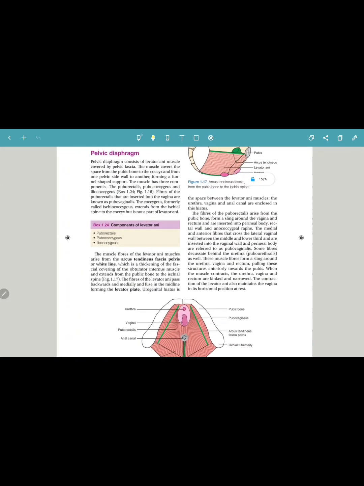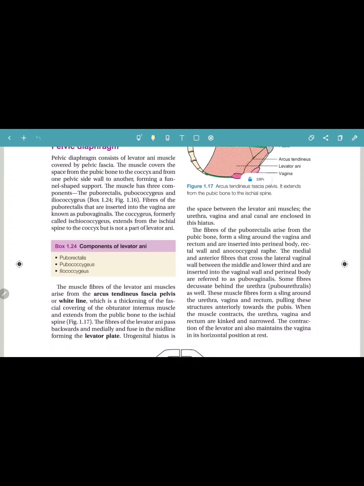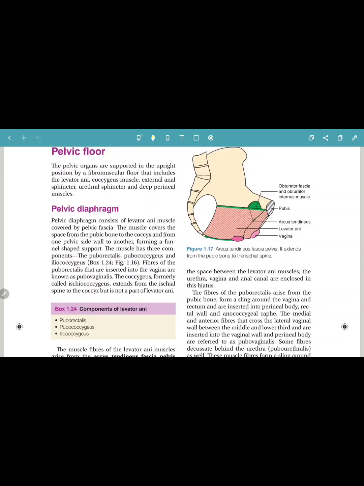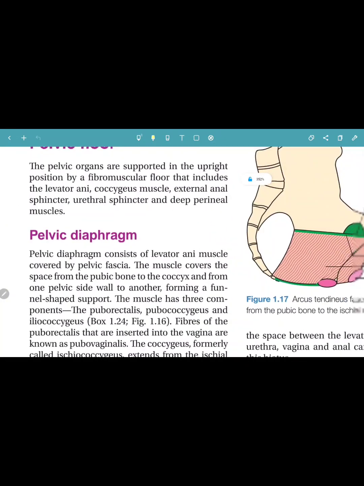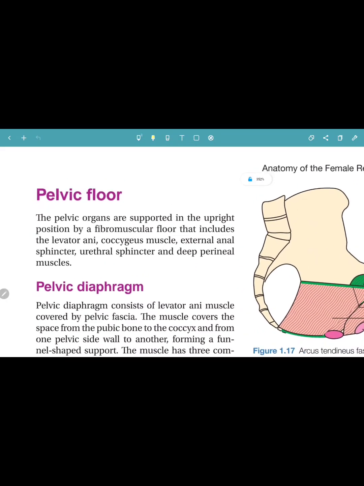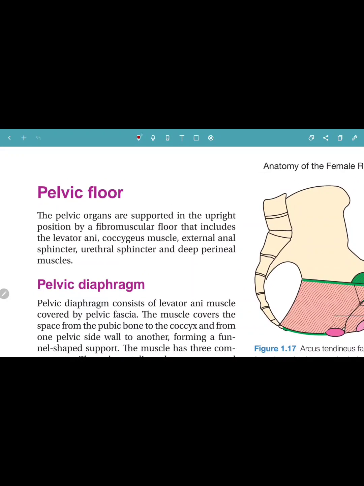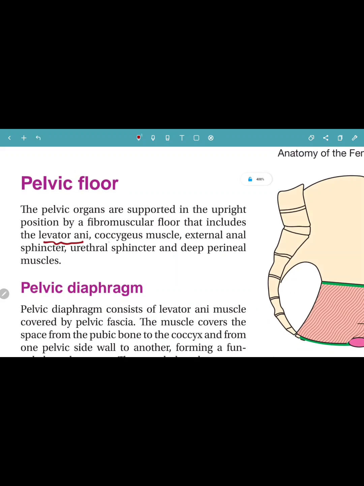Now, moving on to a very interesting topic, your pelvic floor. The pelvic organs are supported in the upright position by a fibromuscular floor that includes the levator ani, coccygeus muscle, external anal sphincter, urethral sphincter, and deep perineal muscles. What is the pelvic floor? The pelvic floor alone can be a short note, so write a short note about the pelvic floor.